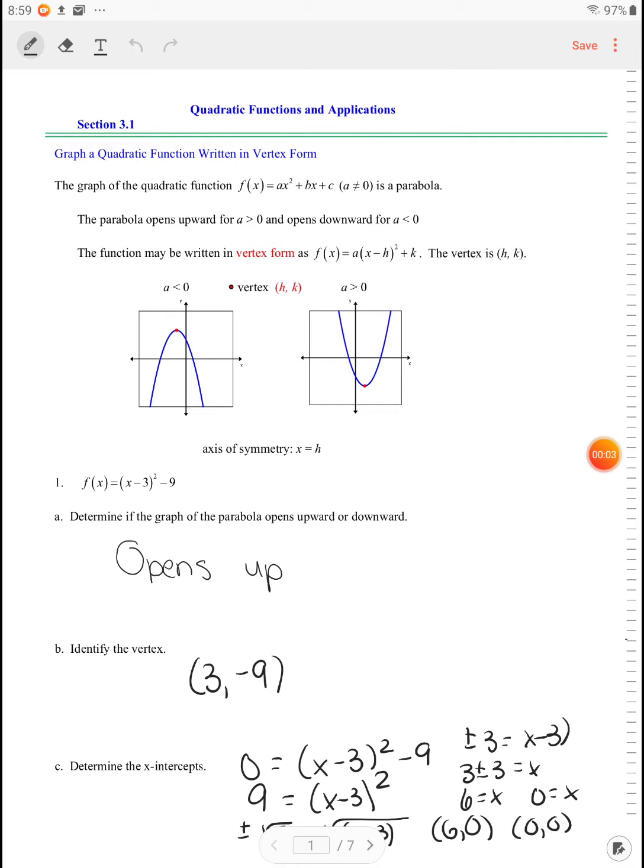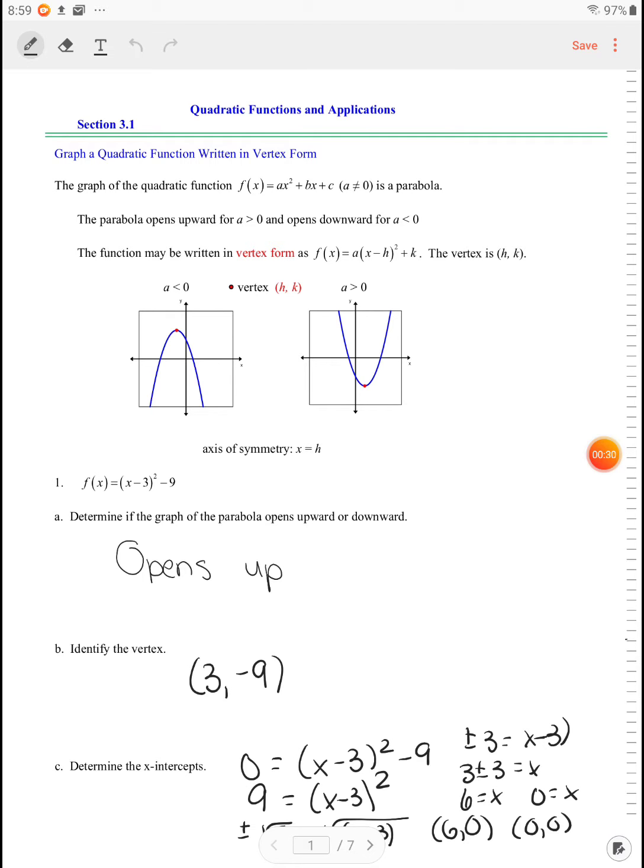This lesson is on quadratic functions and applications. Quadratic functions are of the form ax squared plus bx plus c, and they're also known as parabolas. So beginning with number 1, notice that f of x equals (x minus 3) squared minus 9. Notice that there is no reflection, so therefore the parabola opens up.